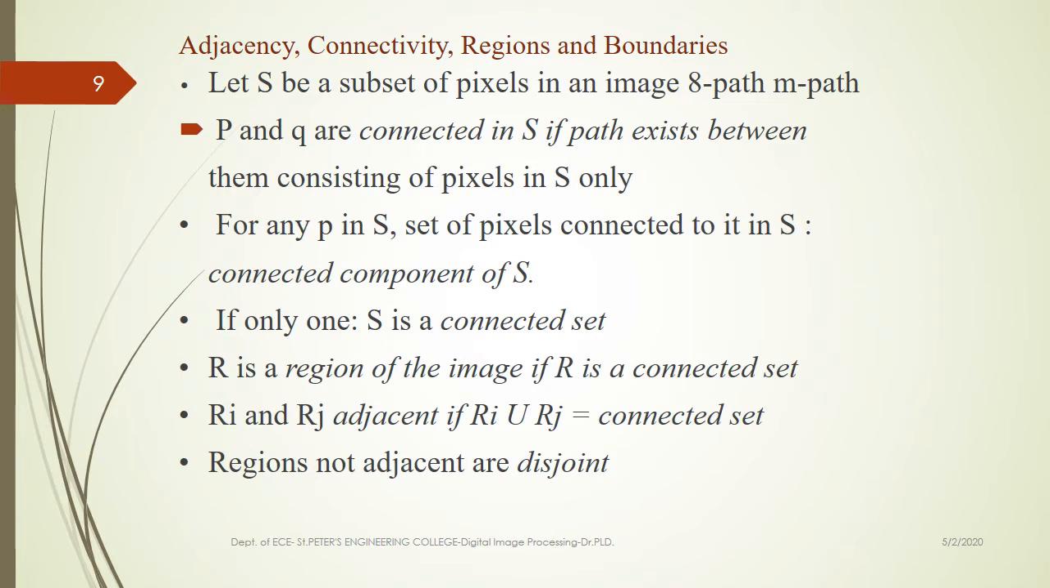Regions that are not adjacent, we'll call disjoint regions. If the regions are not adjacent under any of these relations, N4 or N8, then we will call them disjoint regions. This is the brief introduction regarding relations between pixels: adjacency, connectivity, regions and boundaries.